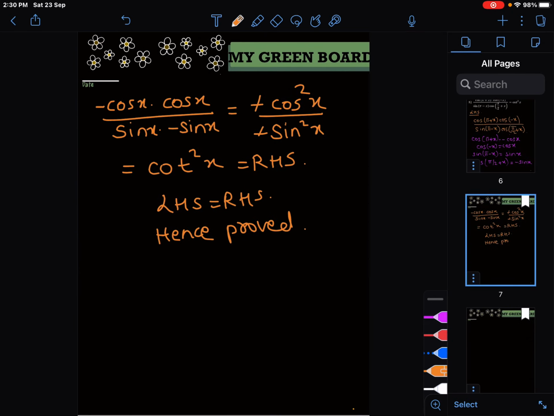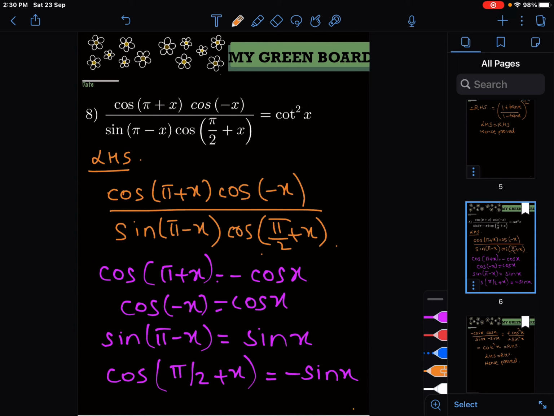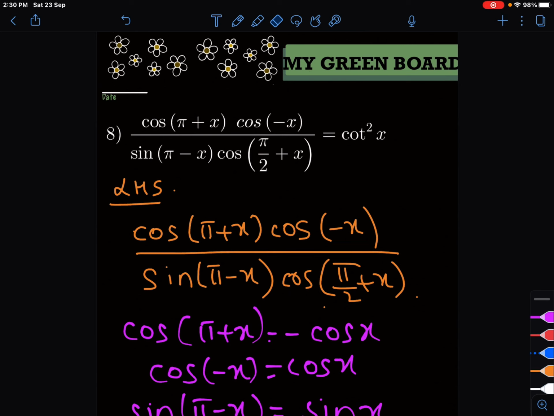See children, here this is your RHS. We are getting cot square x. Okay, so this is proved. So understood? Very important. Your pi plus x will become minus of cos x, because pi plus x is in the third quadrant, so the sign will become minus. These small things you need to concentrate on.